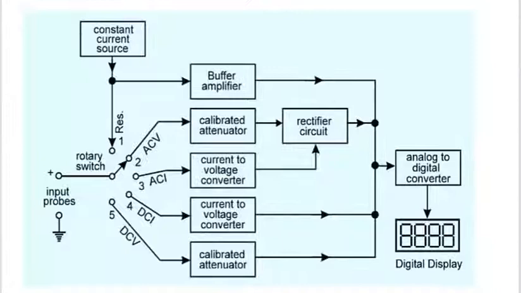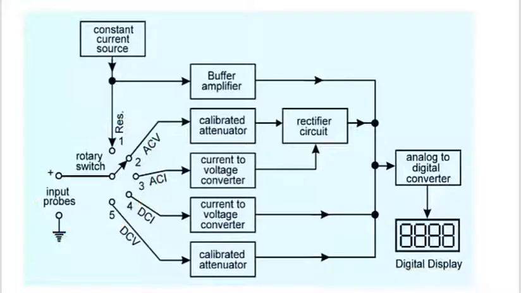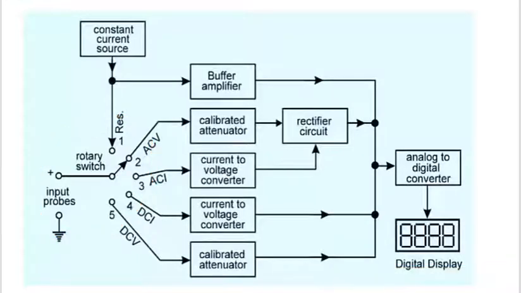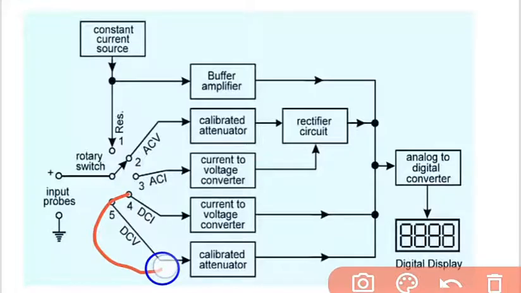So this is the block diagram of digital multimeter. In the digital multimeter there is a rotary switch. Whichever measurement you have to do, you have to take the rotary switch to that knob. Suppose if you want to do the measurement of DC voltage, then you will take the rotary switch to this knob.